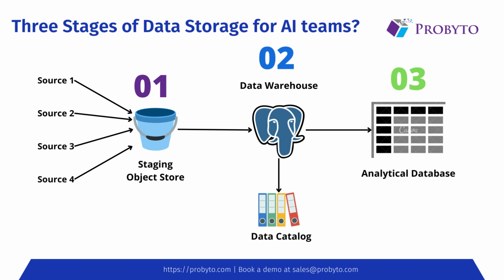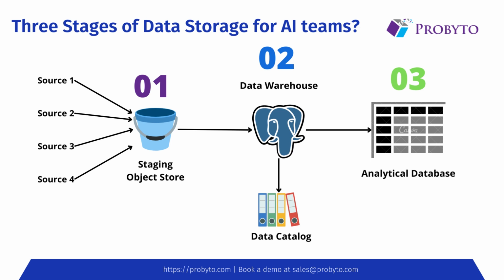In this video, we will talk about what is the simplest structure in which you can design your data management for your AI teams. And it is divided into three parts. So one is the staging area, the second one is the data warehouse, and the third one is analytical database. While you can also have a data catalog which is directly connected to your data warehouse. So let me start with the first one.